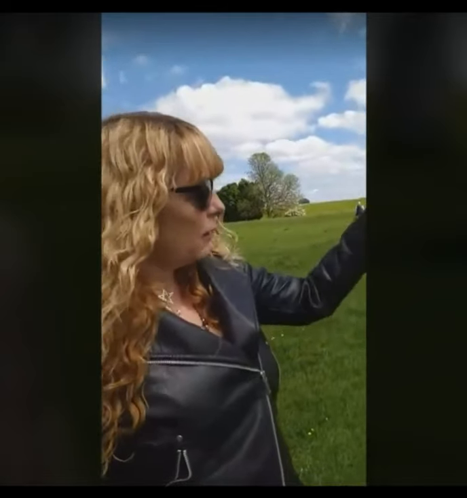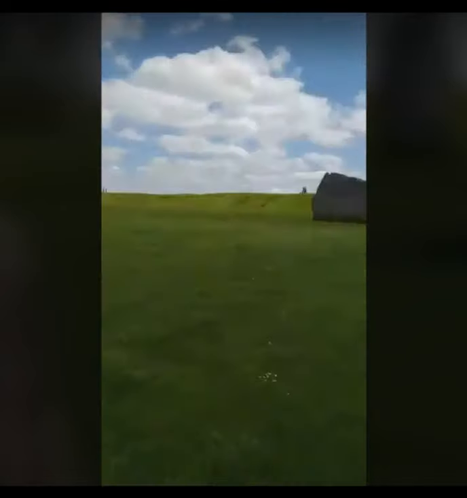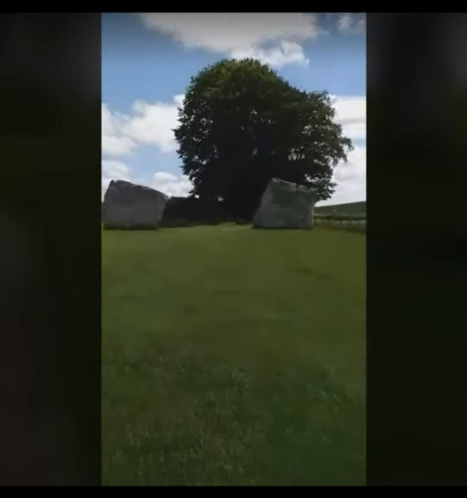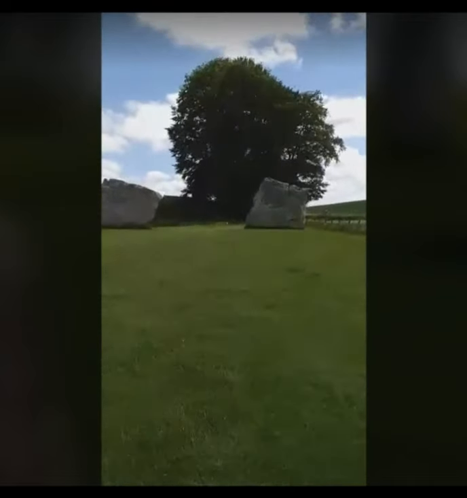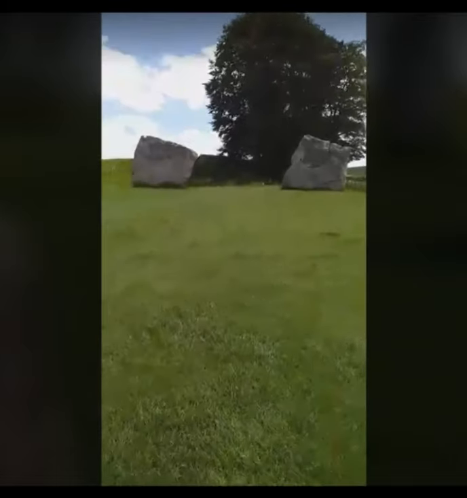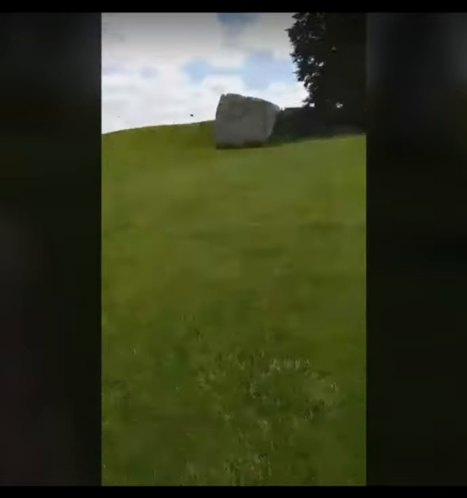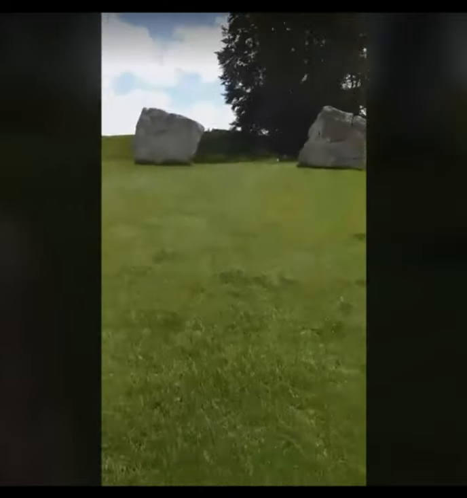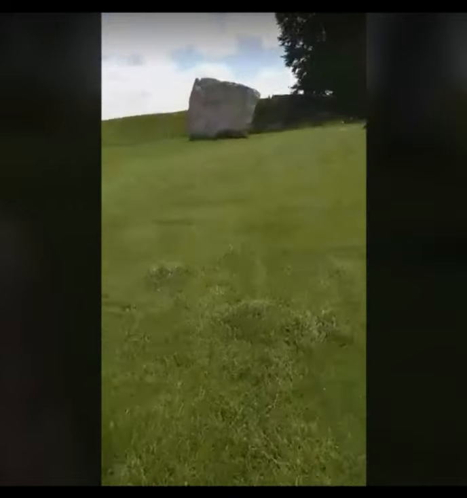So these are very large. They weigh about 60 tons, and that's the entrance into the southern inner circle, the Temple of the Sun, which was called that by William Stukeley in 1700.